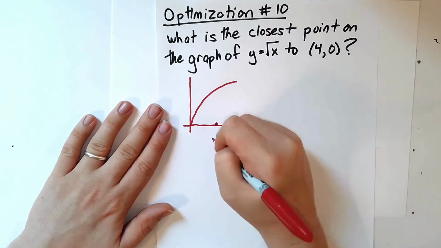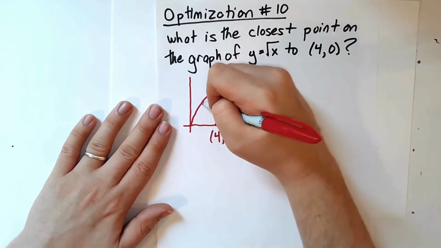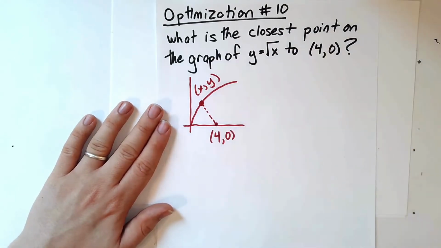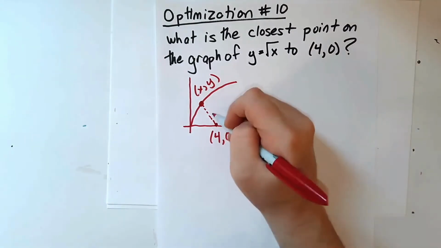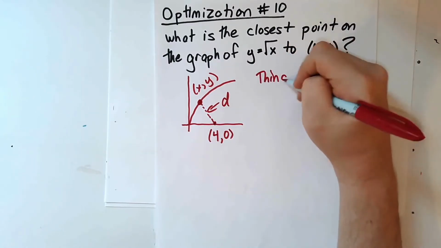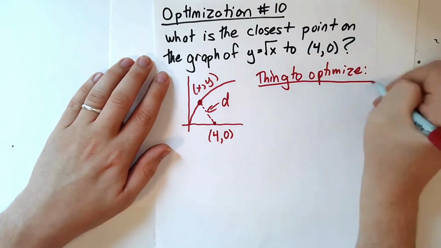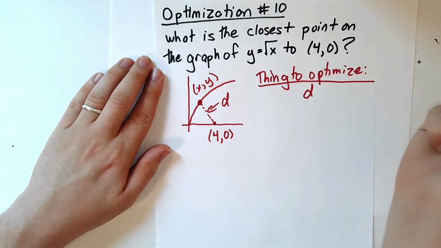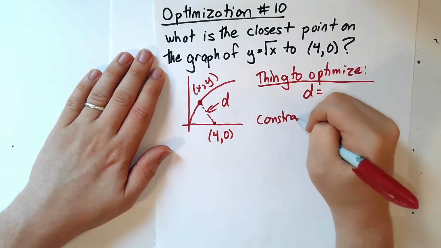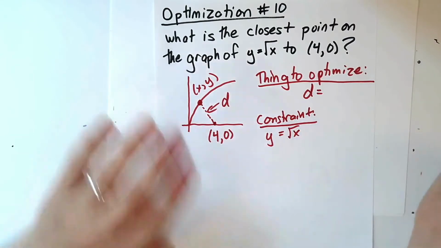I've got my point here, 4, 0. And then I have some point on this graph, let's call it x, y. And the thing that this asks me to do is to minimize this distance. So I'm going to call that d. And so the thing to optimize here is d. And we'll figure out what that is in a second. And then my constraint is that y is the square root of x.